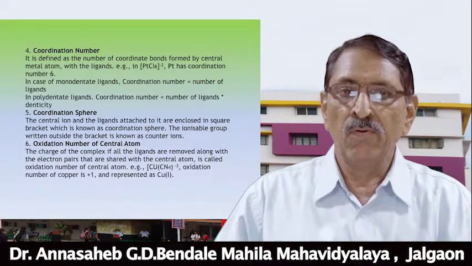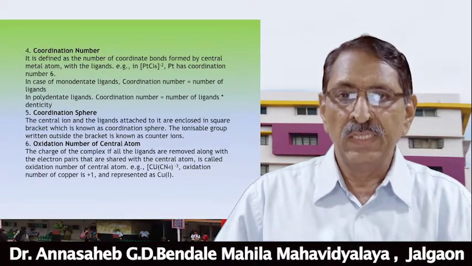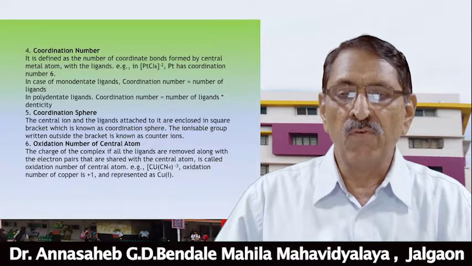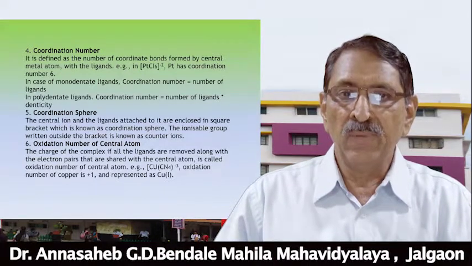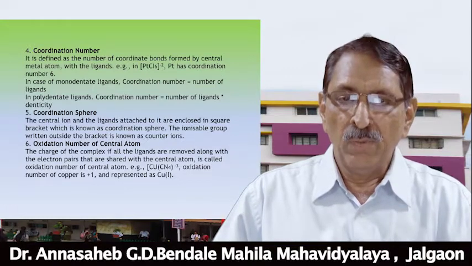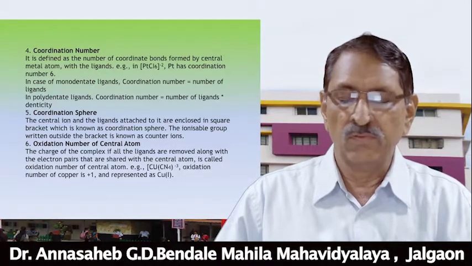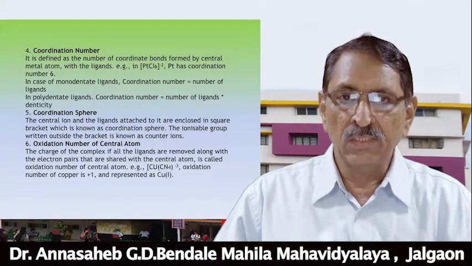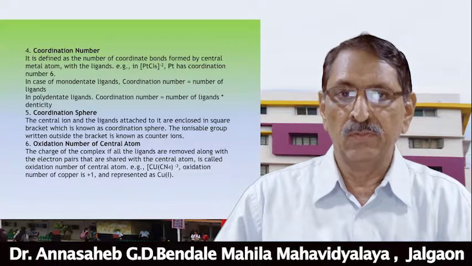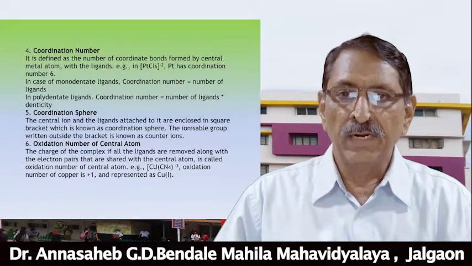We are discussing the fourth term, that is called the coordination number. It is defined as the number of coordinate bonds formed by the central metal atom with the ligands. It means how many bonds are formed by the ligands around the central metal ion. That number shows the coordination number of that metal ion.